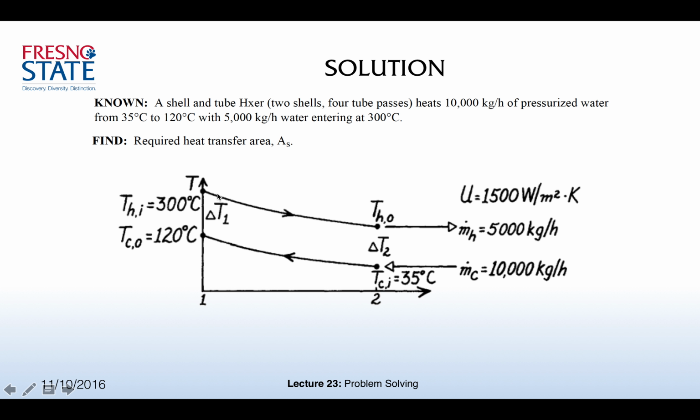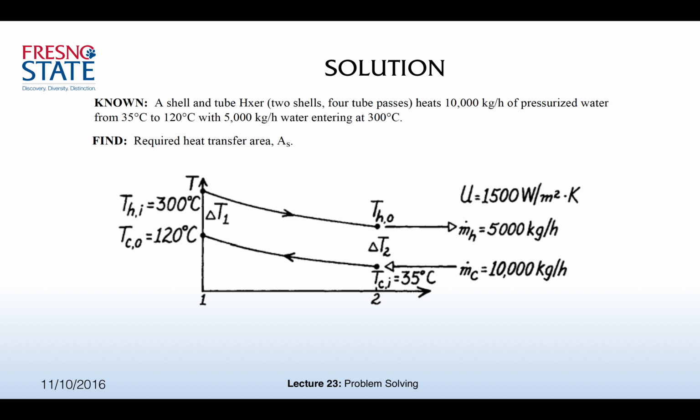Also we have the inlet temperature for that hot fluid, which is 300 degrees Celsius, but we do not know the exit temperature, T_h,out. We have the overall heat transfer coefficient given to us, U, and this is equal to 1500 watts per meter squared kelvins. These are the given information to us. What we need to find is the required heat transfer area for our heat exchanger, or A_s.